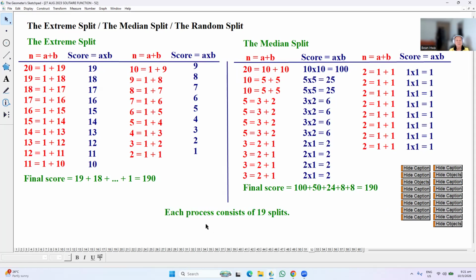Each process, the extreme split or the median split, consists of 19 splits. At this point, when the students were playing the game, those who were trying to get the minimum score may try the extreme split. And those who try to get the maximum score may try the median split. And they will be surprised that they get the same score. Let us look at the random split.